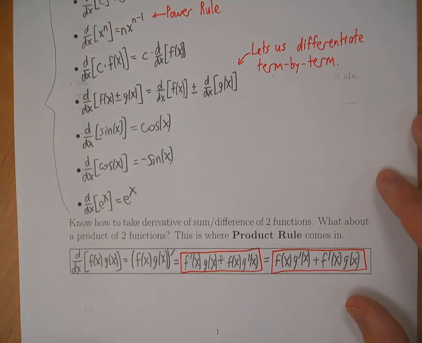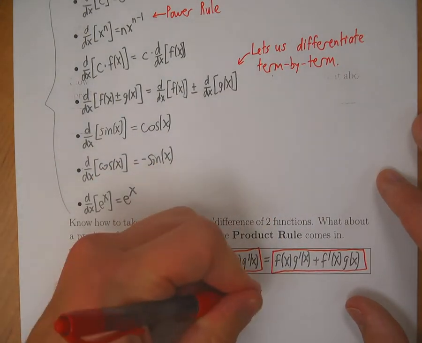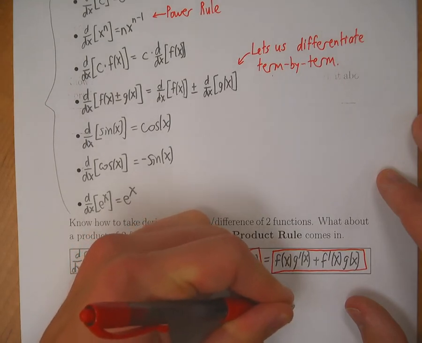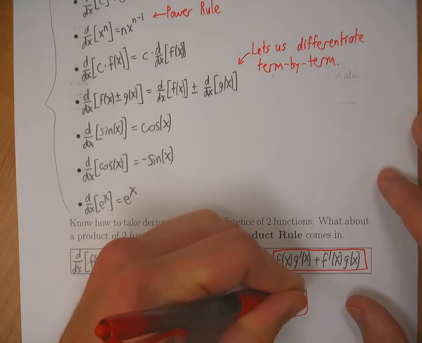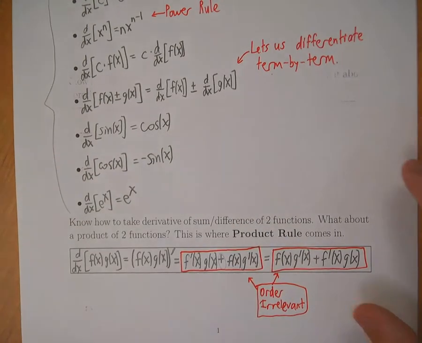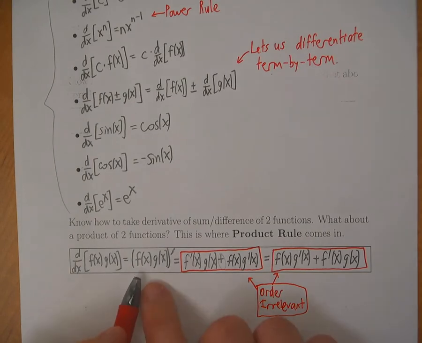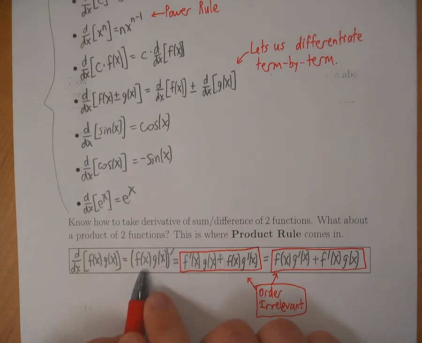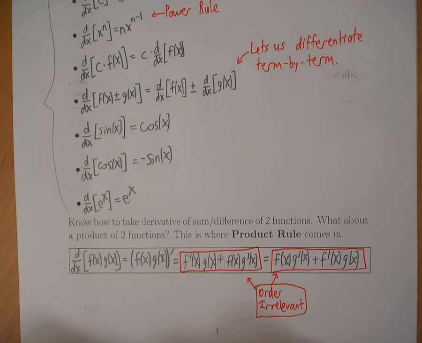So the good news is that this says that order is irrelevant in this particular case. As long as you're multiplying one function times the derivative of the other function and then adding the derivative of the first function times the original second function, that's all you need to know for product rule. So, okay, any questions on that?